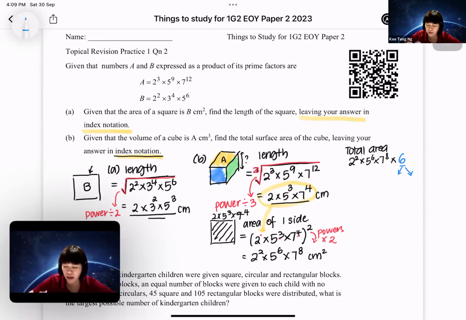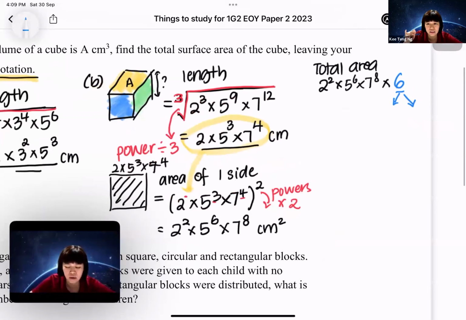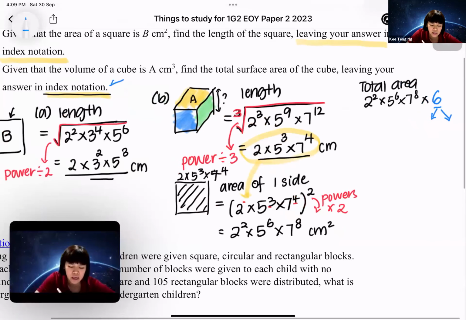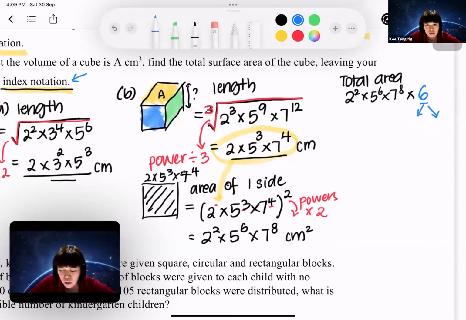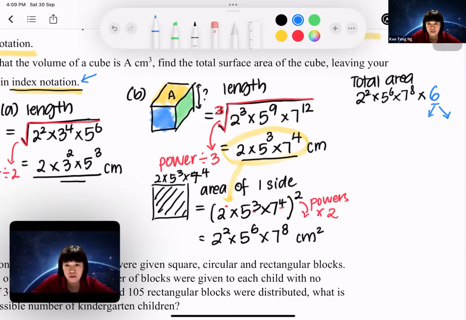Okay, so in this case, total area, 6-sided, as we were saying just now, but we need to split 6 as a product of prime factors because the question says index notation. Can you tell me what times what gives me 6? No response. Or you can type me the answer. Yes, 3 times 2. Thank you very much. So 3 times 2 gives me 6.